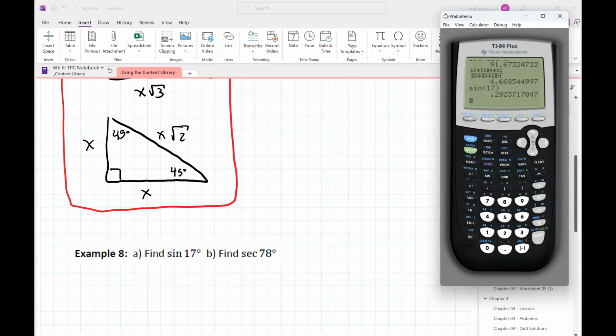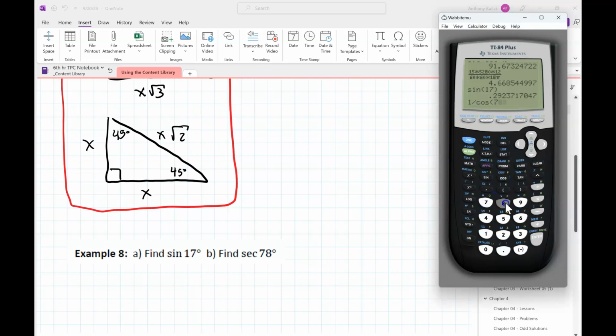How do I do secant of 78, though? Do I have a secant button on my calculator? I do not, right? I just see sine, cosine, tangent. But what do I remember about the relationship between secant and cosine? They're reciprocals. So if I want to do secant of 78, I can just do 1 over cosine 78. And there we go. Secant is the reciprocal of cosine, so I'll just do 1 over cosine 78. Answer.